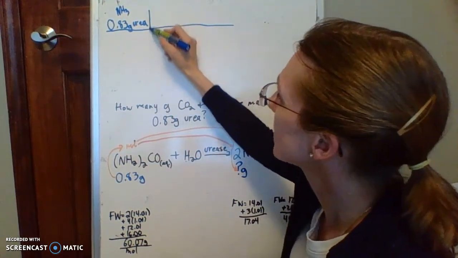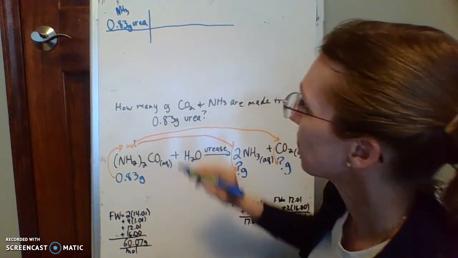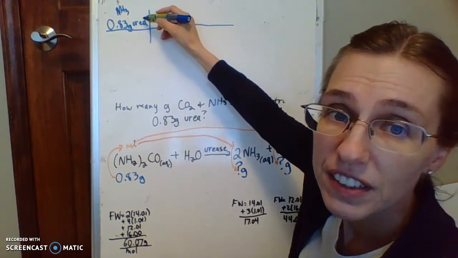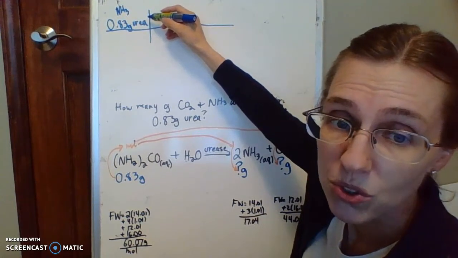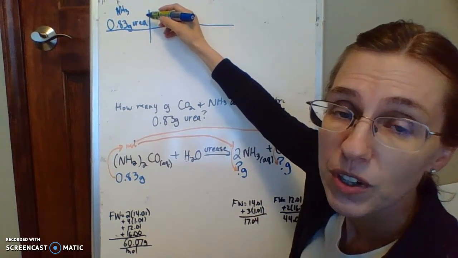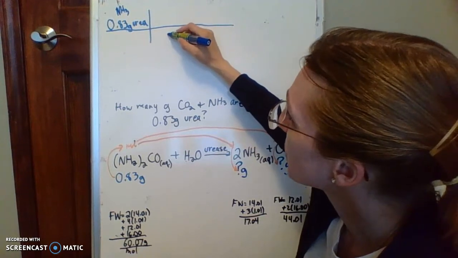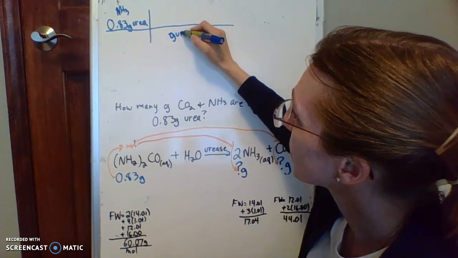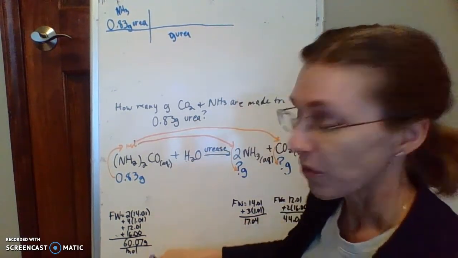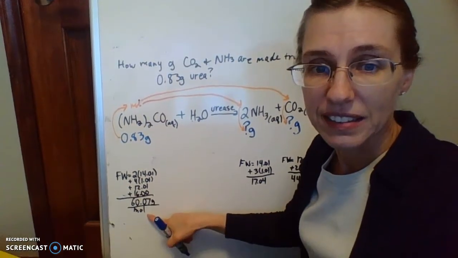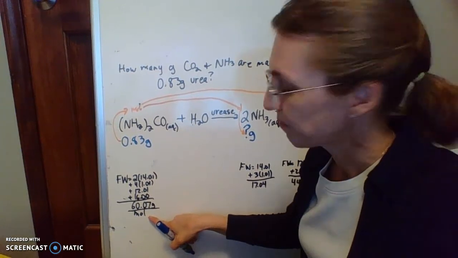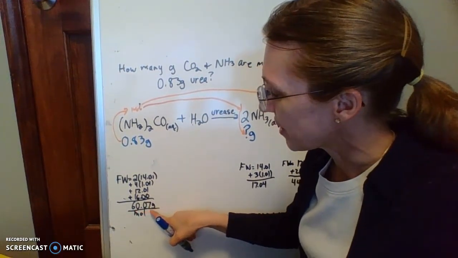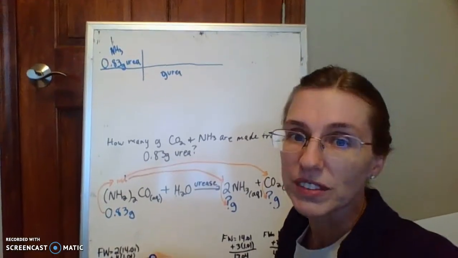Put our little lines so we can then move on from there. Grams of urea is on the top, and we said we wanted to do molar mass, change it to moles. So grams are on the top, grams have to be in the bottom to cancel out. So we put grams of urea down here. We look at our formula mass for our molar mass for urea, and it's 60.07 grams per mole.